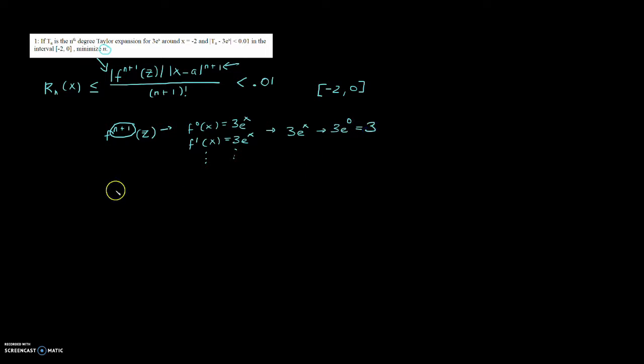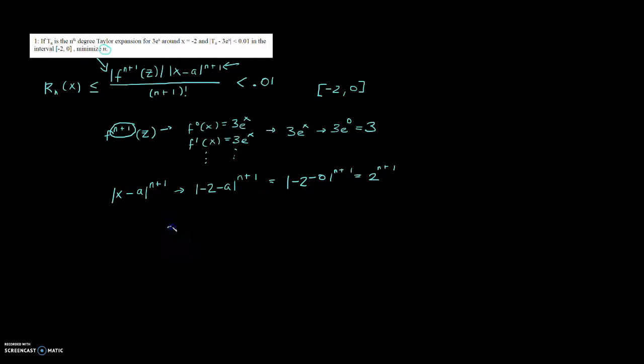Now let's do the second term. Absolute value of x minus a to the power of n plus 1. Since the Taylor series is based on -2, you can rewrite this as x minus -2 to the power of n plus 1. Now let's plug in a value from this interval -2 to 0 in order to maximize this. So if you plug in -2, that'll be 0. If you plug in 0, that'll be 2. So 0 will maximize this. So 0 minus -2, to the n plus 1. Because of the absolute value, it will turn to 2 to the power of n plus 1.